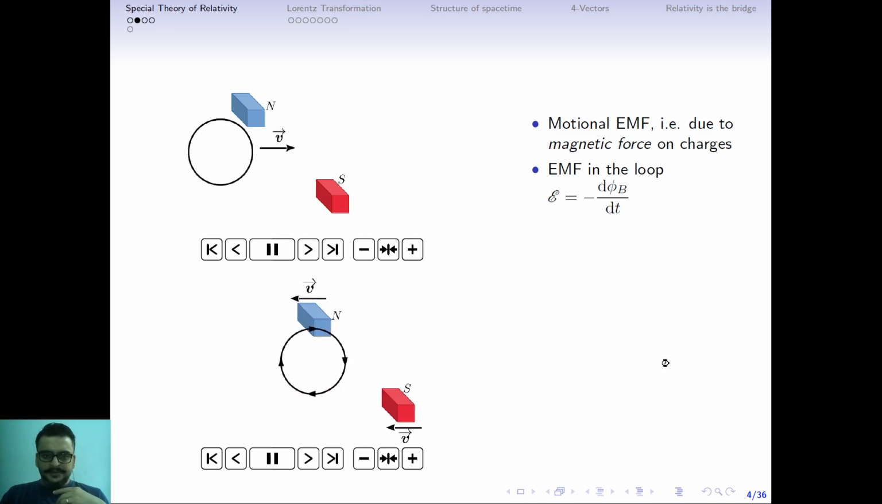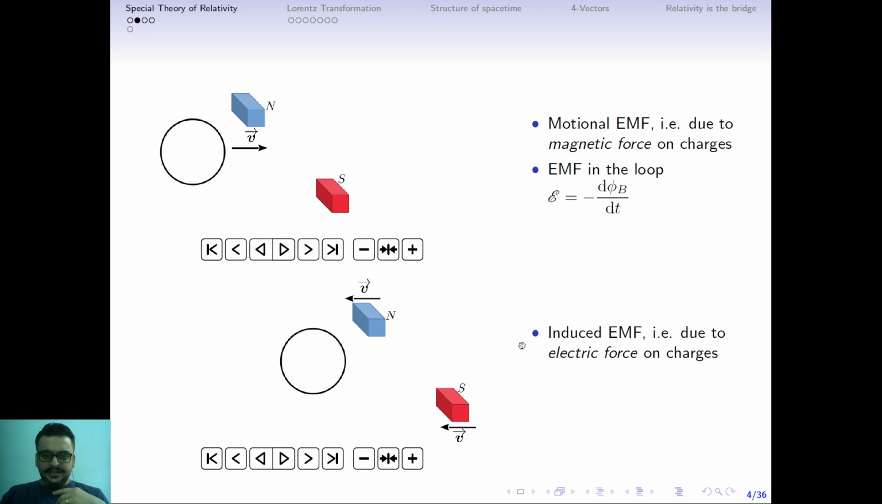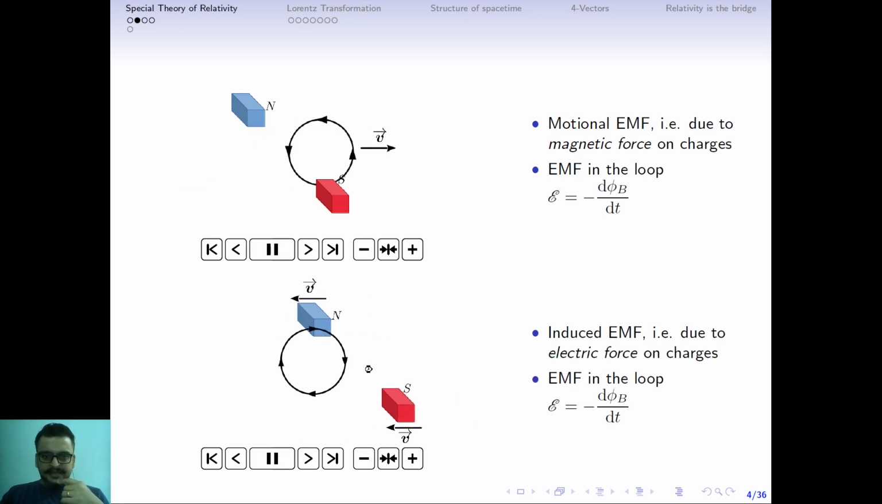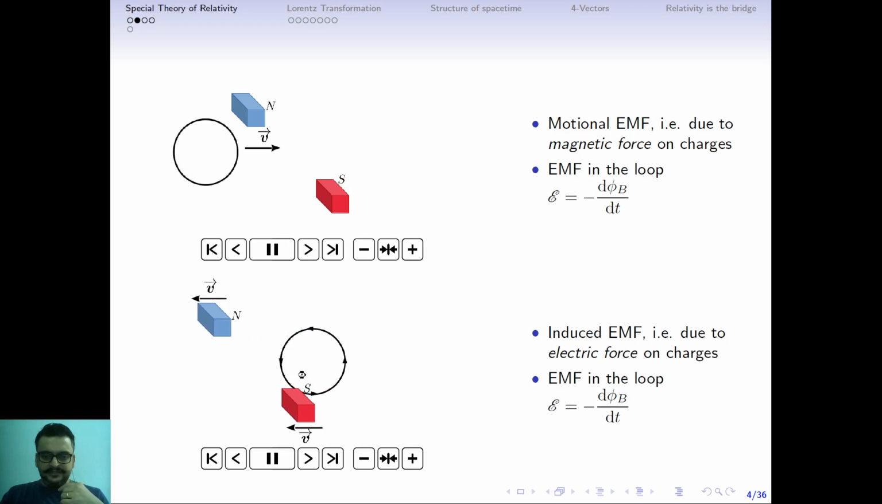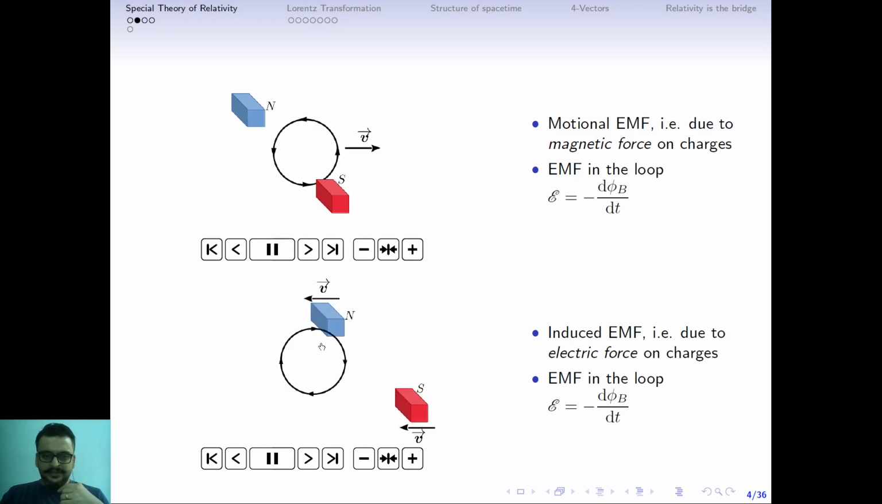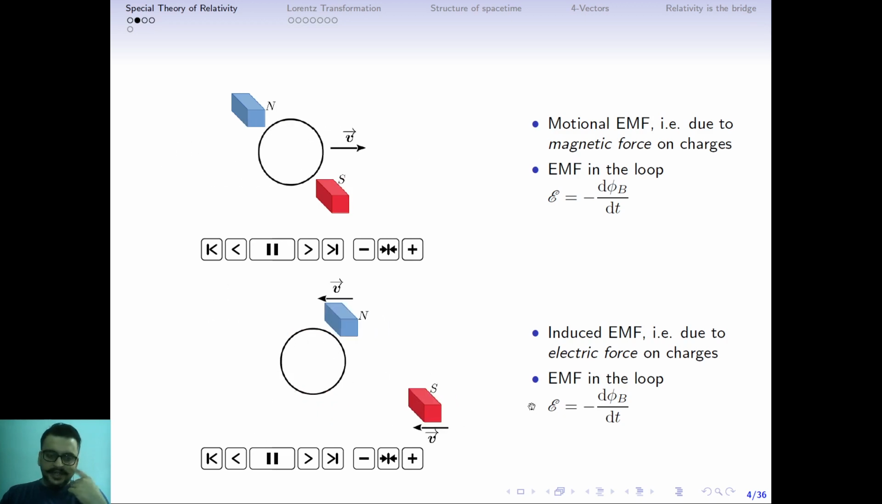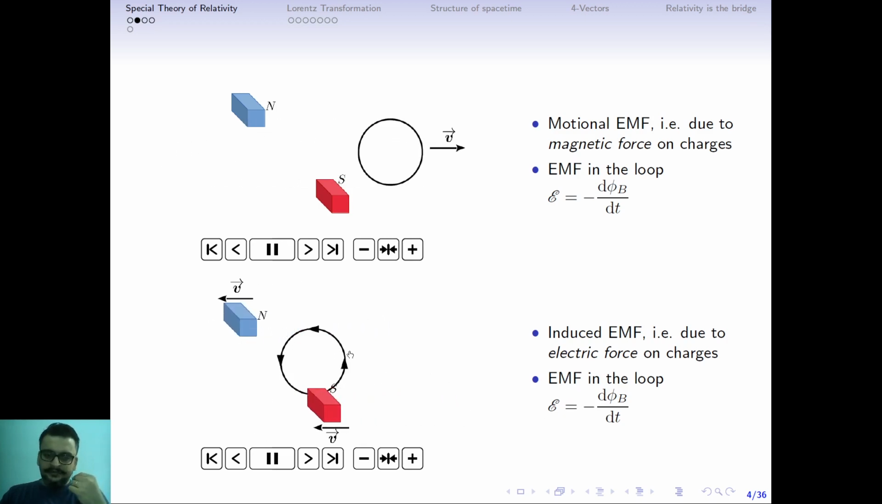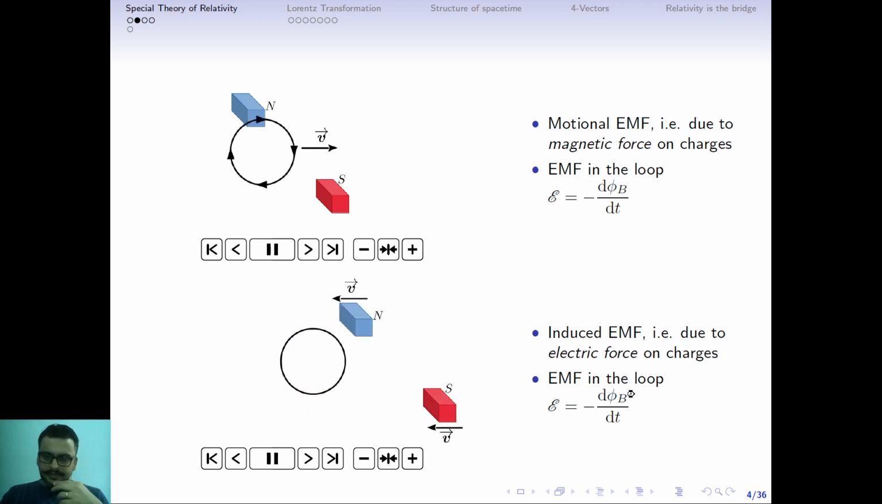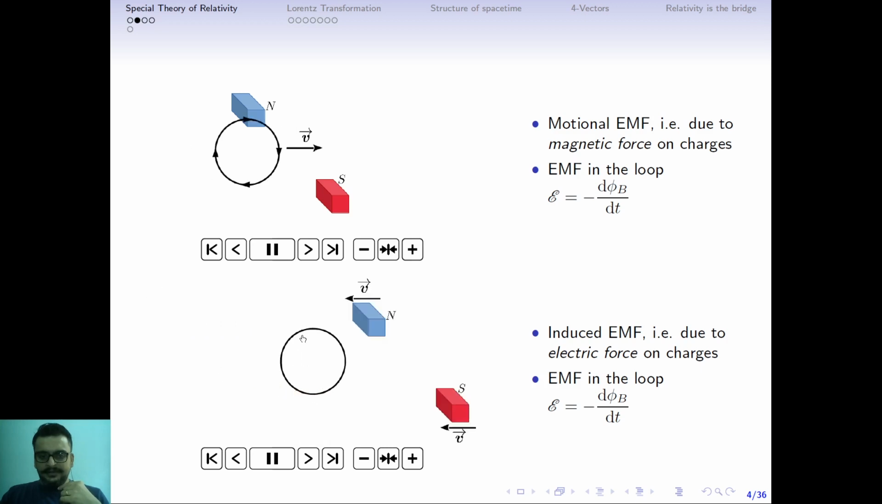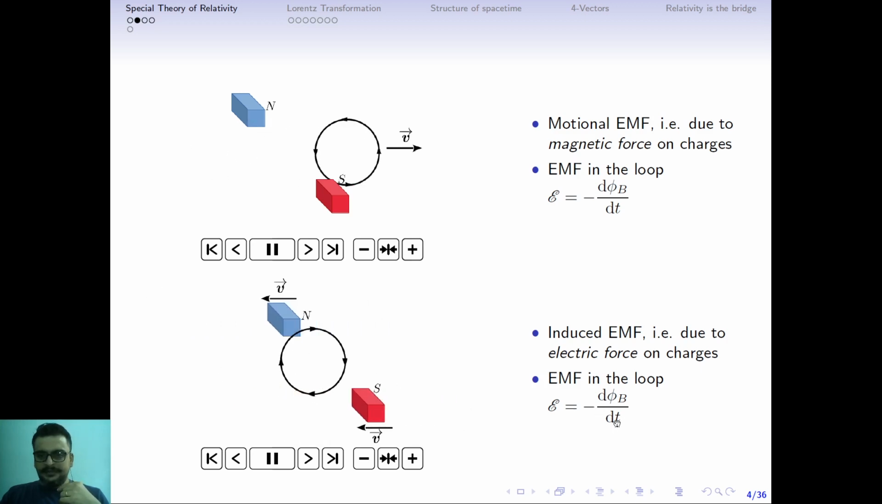Now if you want to explain this, we can use the concept of induced EMF. Induced EMF basically says that a changing magnetic field produces a changing electric field, and that changing electric field will cause the charges in this conducting loop to move. So the source of the EMF will be the electric force on the charges, and we can find out the EMF, and in this case also the EMF will be the same.